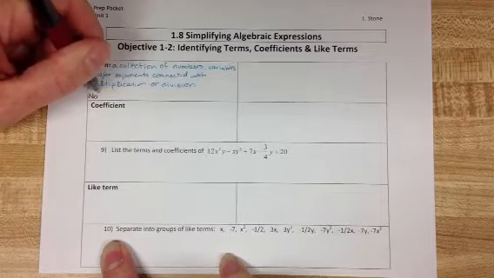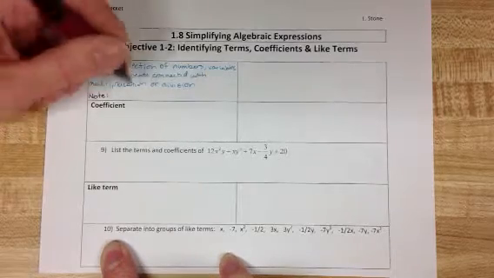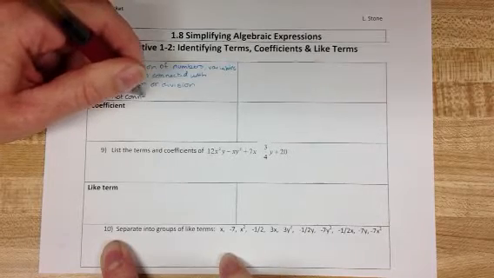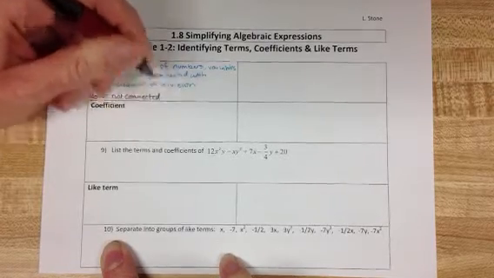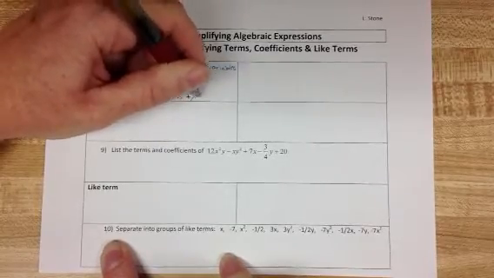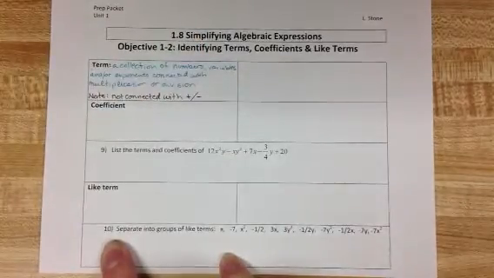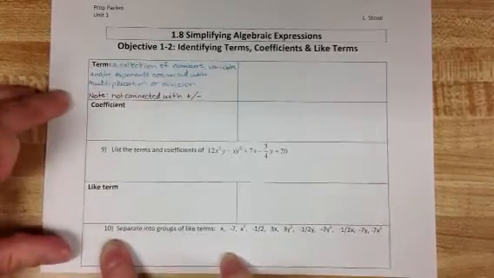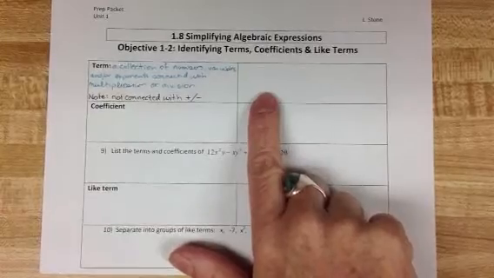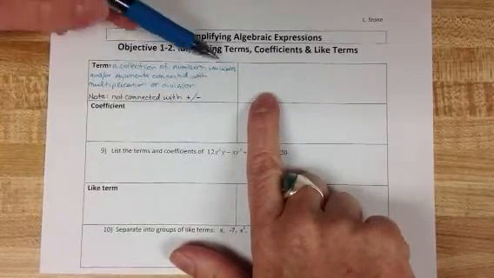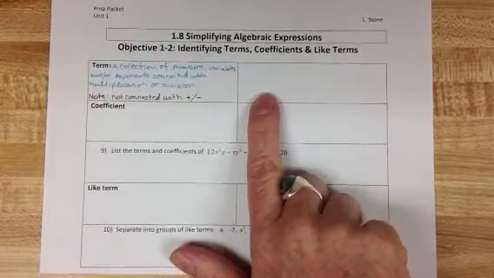Note that they are not connected with addition or subtraction. Something that has an addition or subtraction between it would actually make it two separate terms. So if we look at some things that are terms, terms are defined as something that are a collection of numbers and or variables and or exponents.